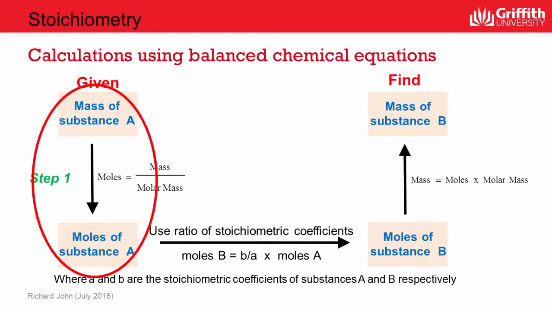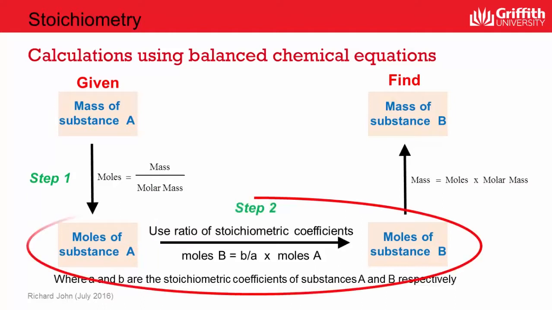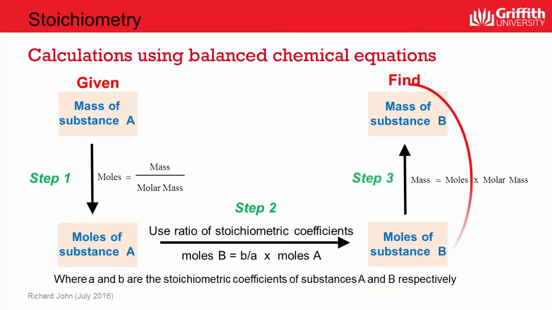So if I'm given a mass of A, I convert it to moles of A using our molar mass equation, moles equals mass on molar mass, and that would be step one. I would then have to work out, once I've got the moles of substance A, how many moles of substance B I have. And here I use the ratio of the stoichiometric coefficients, the exercise that we've just been through. Once I have the moles of substance B, I then, in step 3, calculate the mass of substance B using the rearranged molar mass equation, mass equals moles times molar mass.